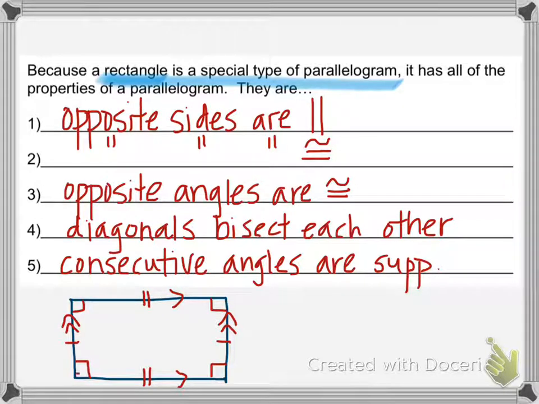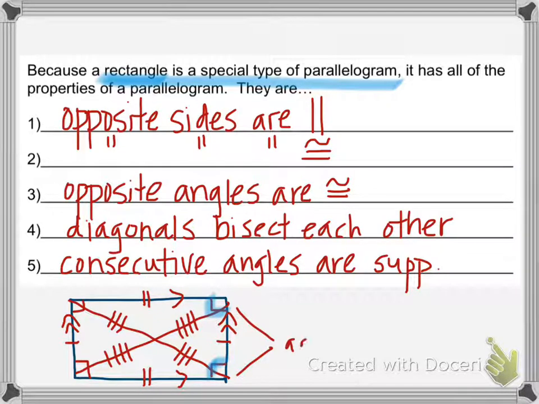Okay, so they're definitely congruent. Diagonals bisect each other. So that means this side and this side are congruent, and the other two sides of the other diagonal are also congruent. Okay, so that's just like parallelogram. And then consecutive angles are supplementary, which would be like this angle and this angle, they would add up to 180. Okay, so those are all properties from parallelogram that you should be familiar with.